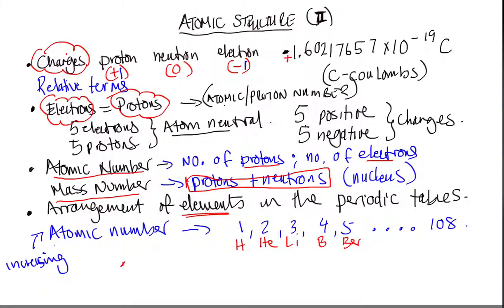Then the arrangement of the elements is by the increasing atomic number, and these are examples of some of the elements in their increasing order, in fact the first few elements. So that's that. Okay, let's just delete this bit here. So that's the end of part 2 of atomic structure.